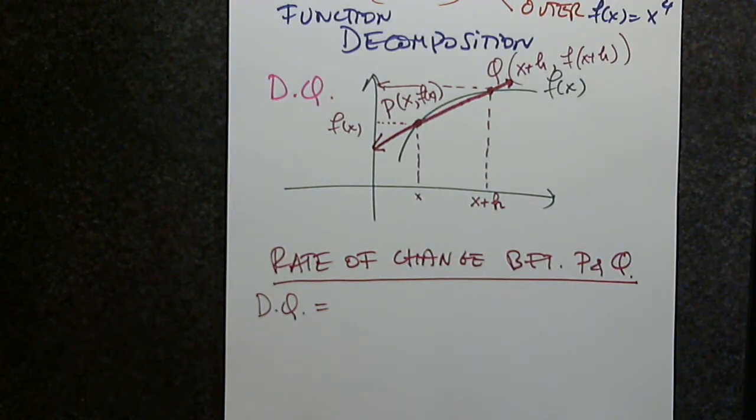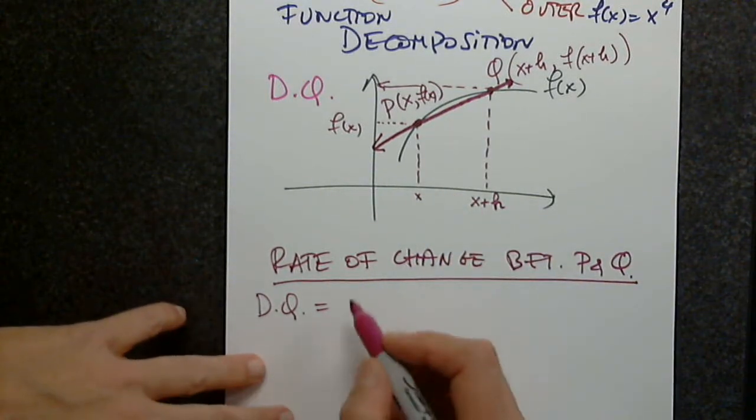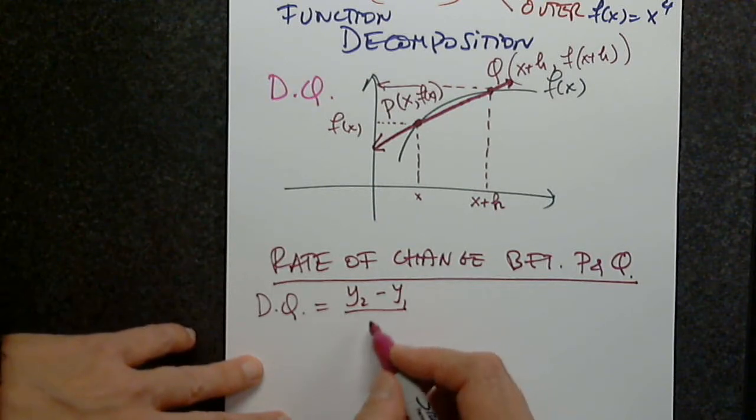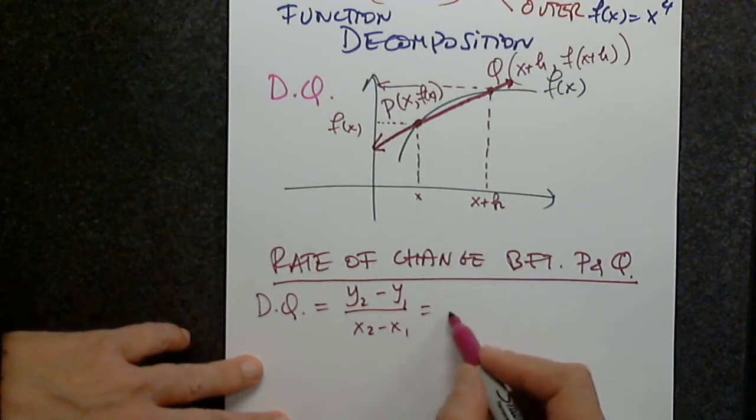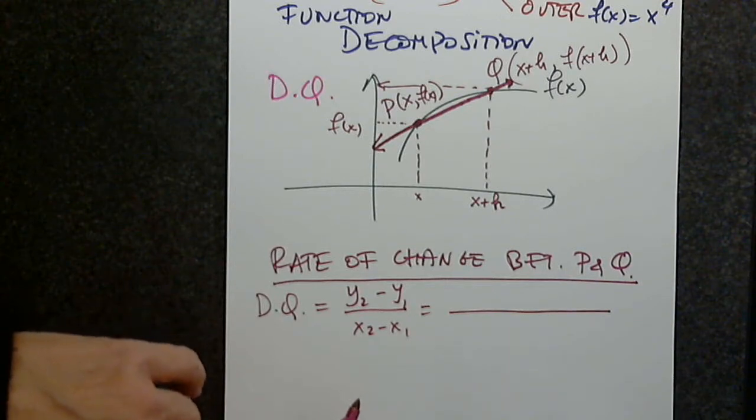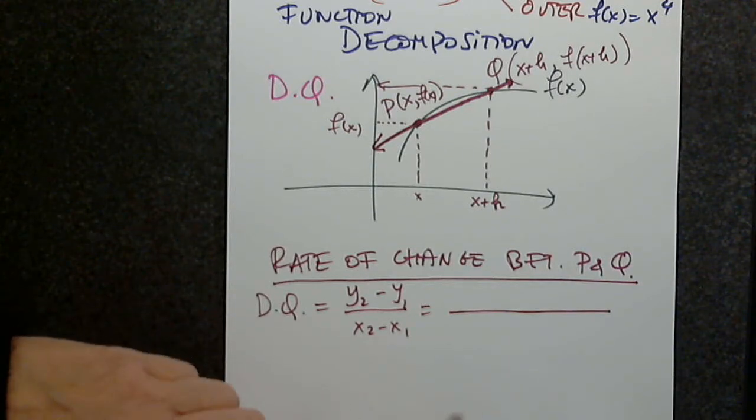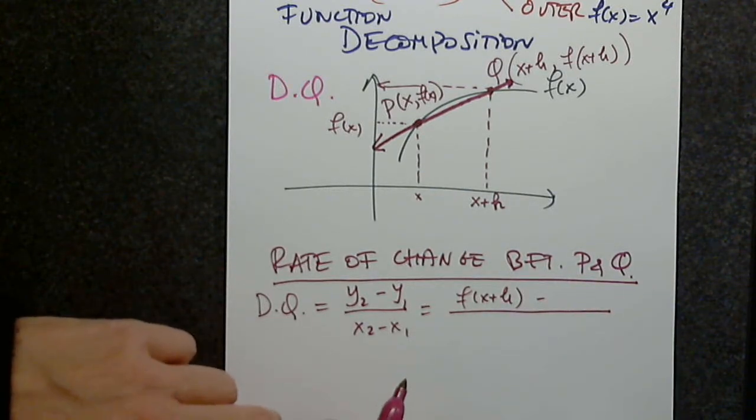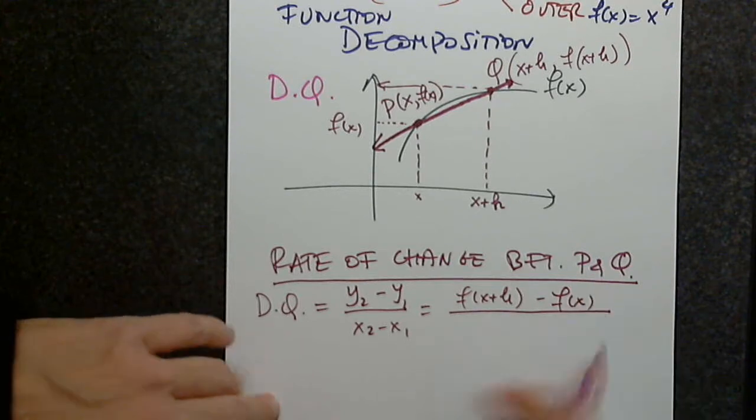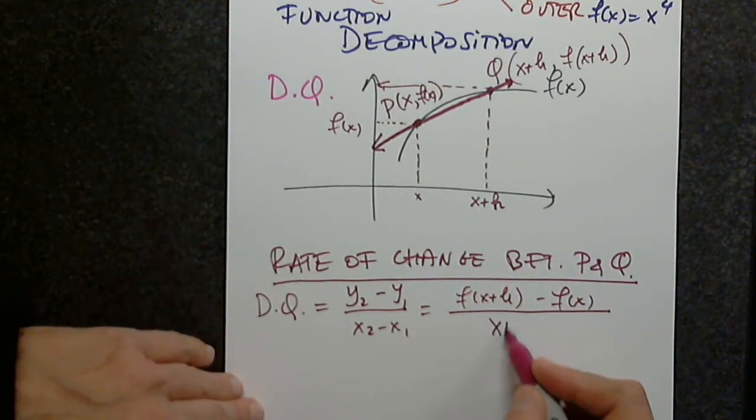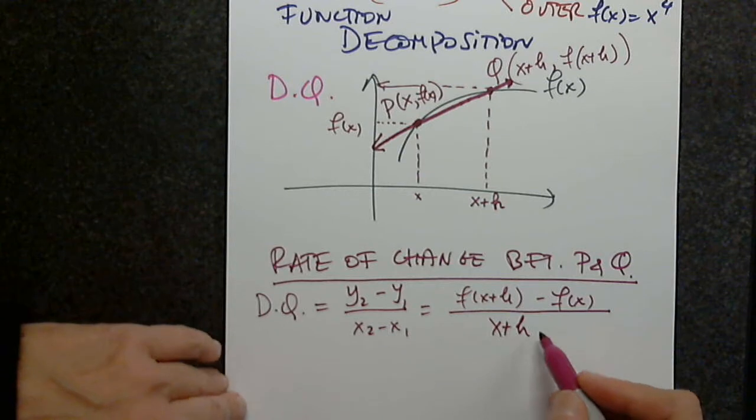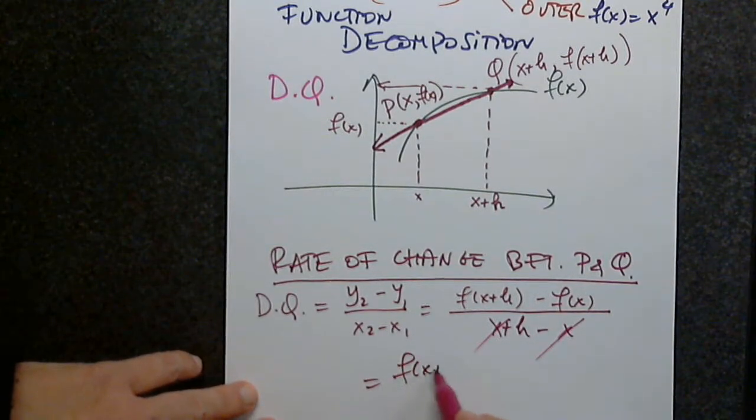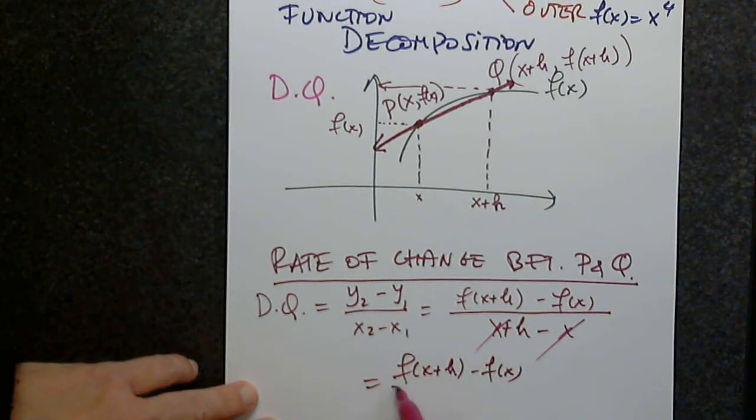So can anyone dictate the slope of this line? And we know it's y2 minus y1 over x2 minus x1. Very good. So please give me the answer. y2: f of x plus h. Very good. Minus f of x. Very good. Over x plus h minus x. Indeed. These two go away. So this is f of x plus h minus f of x divided by h.